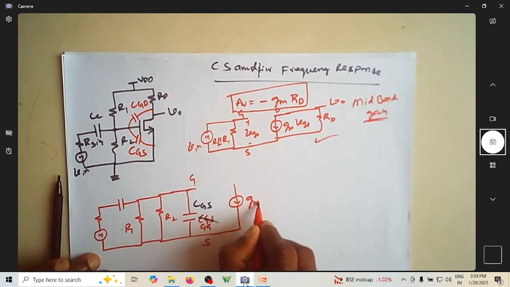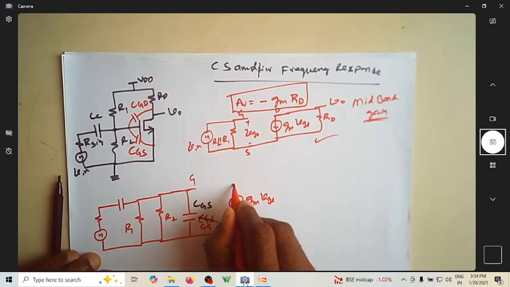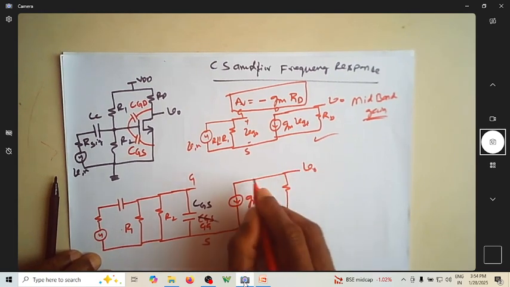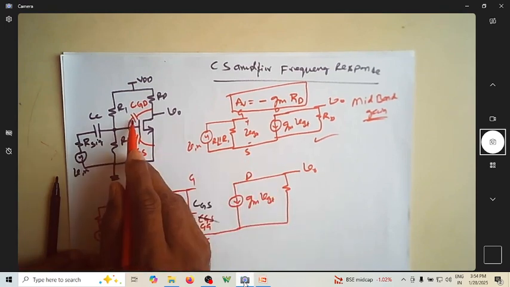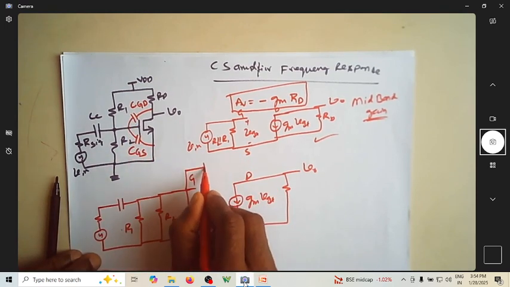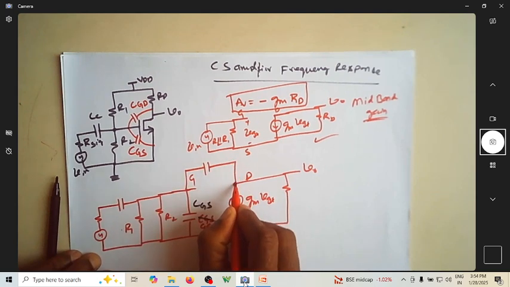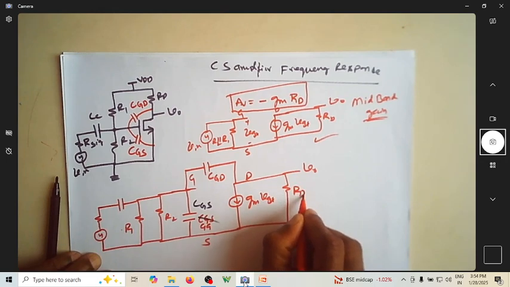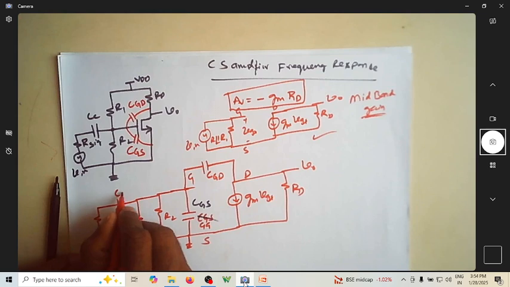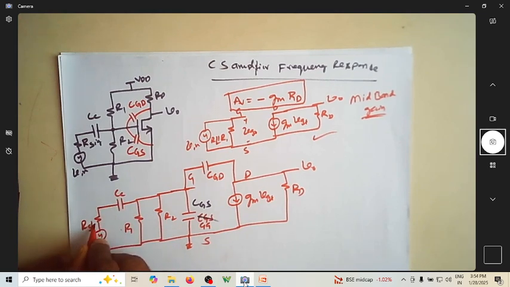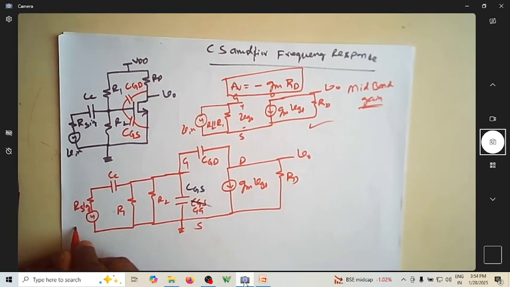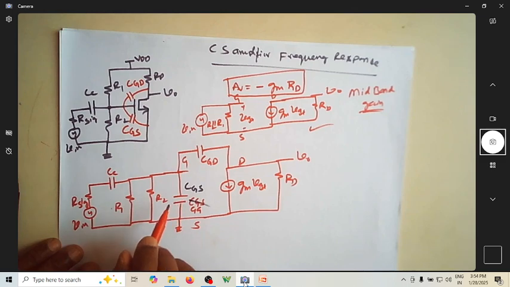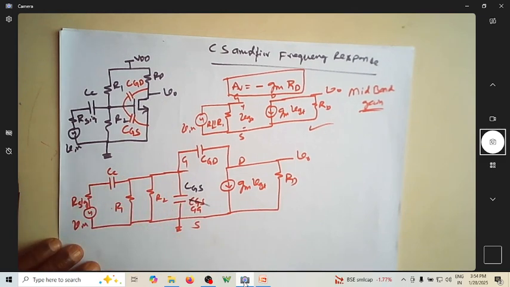And I have this gm into VGS. This is RD, and here this is the drain. This capacitance between gate and the drain is CGD. This is RD, and this is grounded. This is CC, this is R signal, and this is V in. So this is the small signal model by considering all resistors and capacitors.